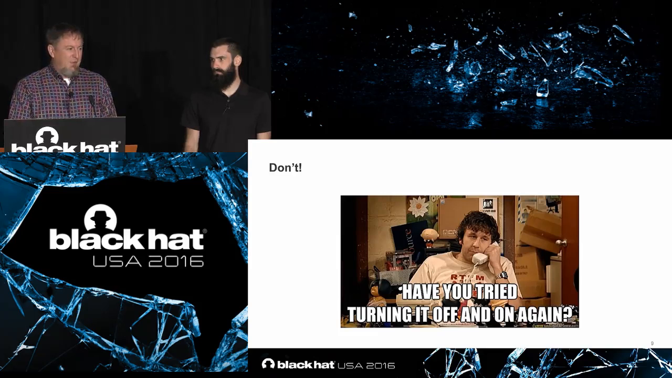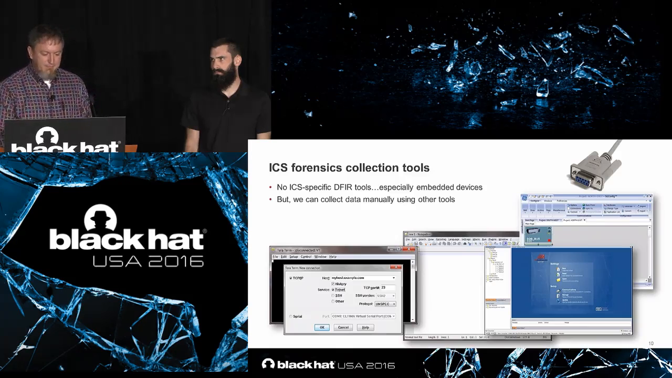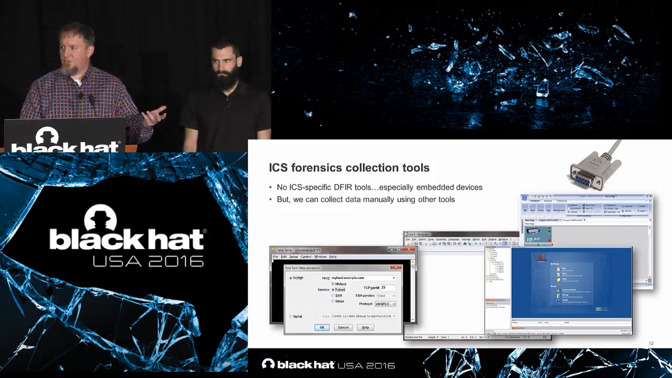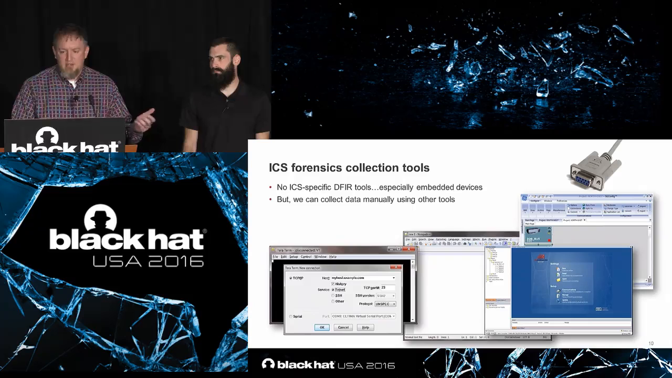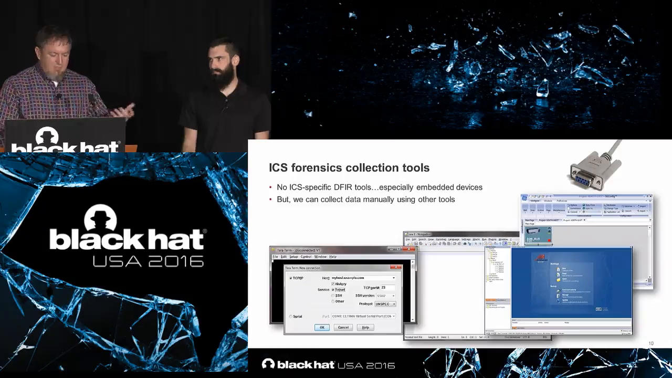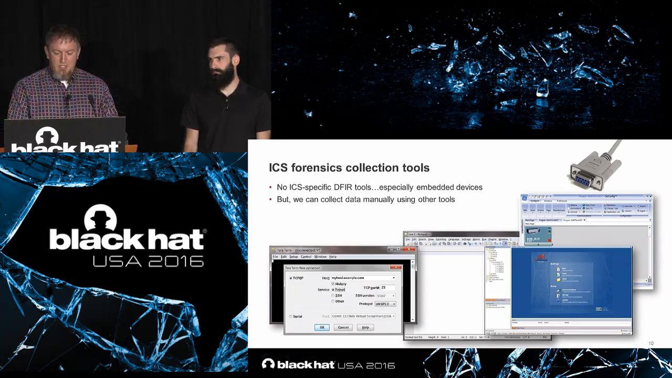And if you turn it off and on again, you might lose all that stuff that's in memory and all that good stuff that we want to keep and preserve. So how do we collect this data from control system devices if there's no DFIR tools like Volatility and Redline capability? Well, we have to use the tools that we normally use in the control system world. So Tera Term or any terminal server, PuTTY, Notepad, looking at configuration files, or you can use the software client.